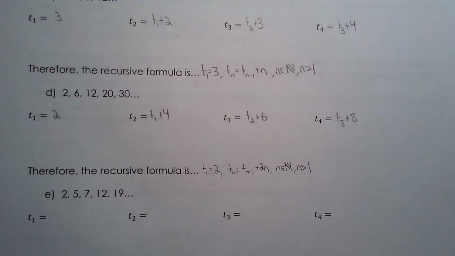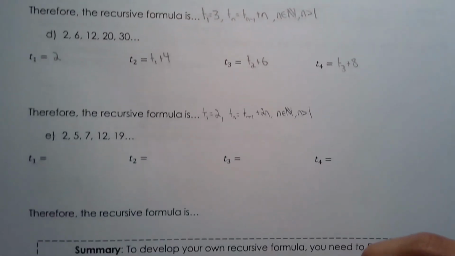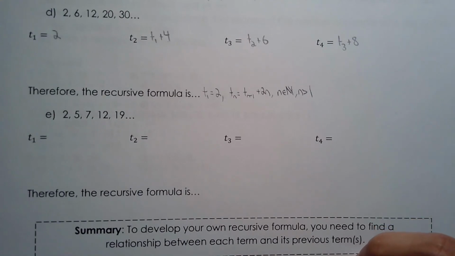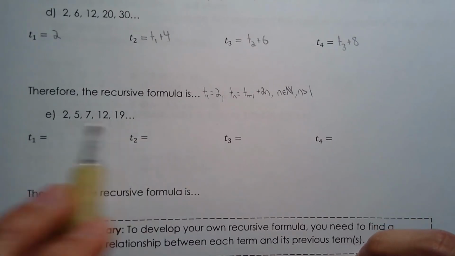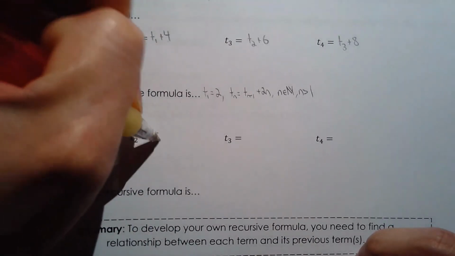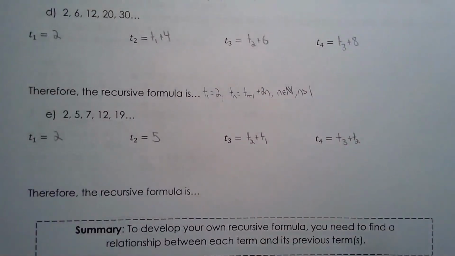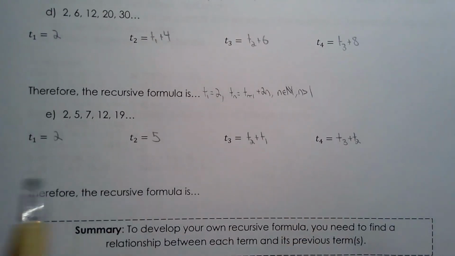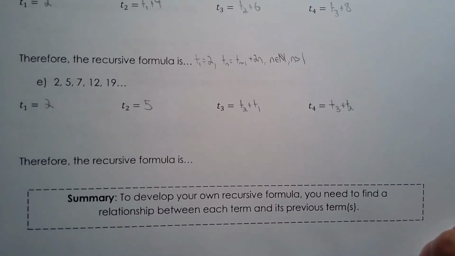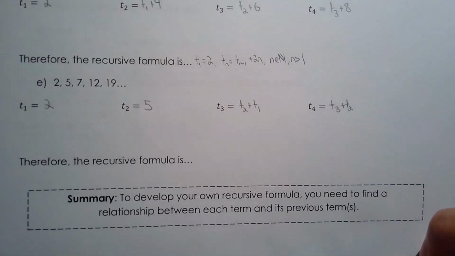All right, last one here. Let's take a look. This is very similar to the relationship we saw at the beginning. So the first term is 2, the second term is 5, the third term is the second term plus the first term, and the fourth term is the third term plus the second term. So it's very similar to the Fibonacci sequence. It's not, but the idea of how to find the subsequent term or the general term is very similar.